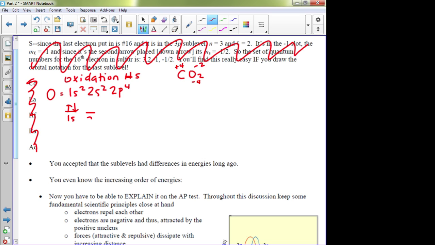1s2, 2s2, 2p, 1, 2, 3, 4. Why is it oxygen normally forms a -2 oxidation state when it bonds? Okay? Because what does it do? It fills in those empty spots in the orbital. Do we see that? So that's why when it bonds, oxygen normally forms a -2.